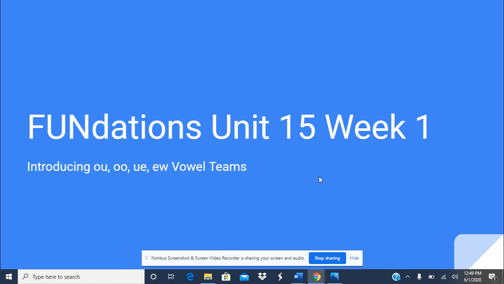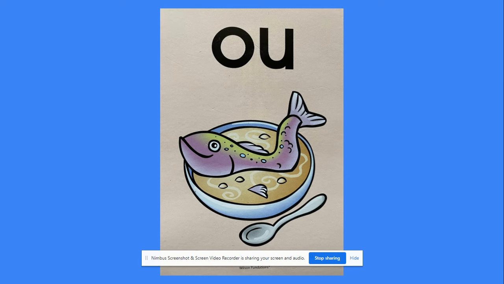We're going to introduce all of our vowel teams that we're going to be working with. We're going to take a look at the keywords, talk a little bit about them, mark them up, and then we're going to do some spelling options and rules. All right, so we're going to be introducing OU, OO, UE, and EW vowel teams today. So let's go ahead and start.